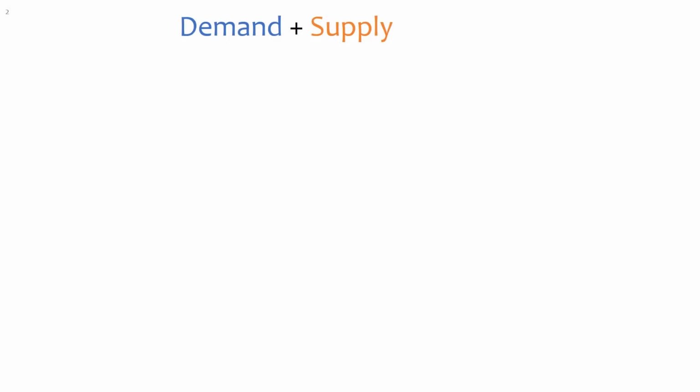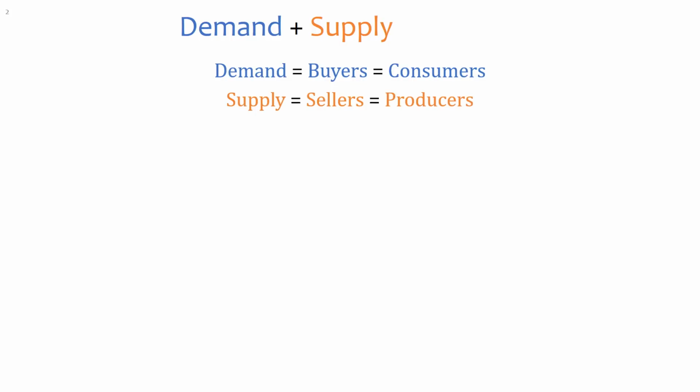We're going to have a review of demand and supply, which you've seen before. When we talk about demand, we are talking about buyers or consumers. You can use these terms interchangeably. They're the same. That's one side of the market, one side of the economy. The other side is the supply, which is the same as sellers or producers. Again, if you don't like any of those terms, you can use the other two. They're the same. When we put together demand and supply, we get market.